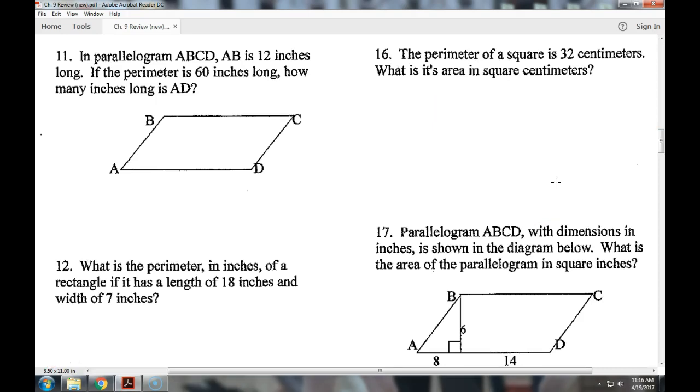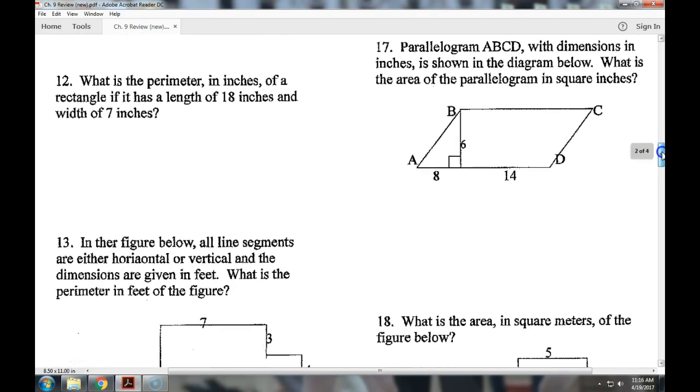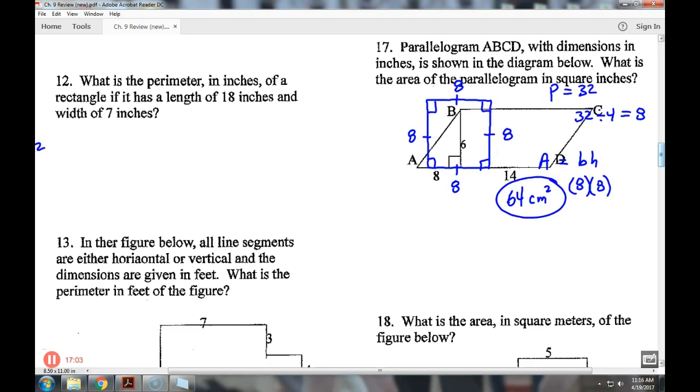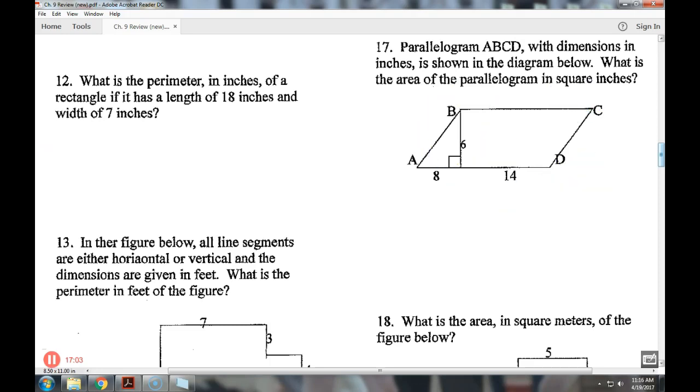All right, cruising on down, number 17. Parallelogram with dimensions in inches. What is the area in square inches? So this one shouldn't be too bad. Again, know how to find the area of a parallelogram. It's pretty easy. It's the exact same as a rectangle. It's just base times height.